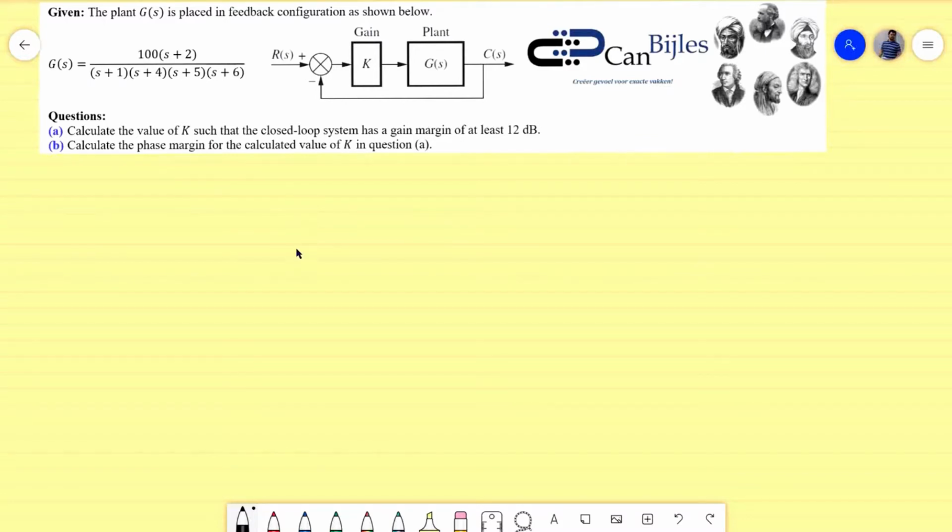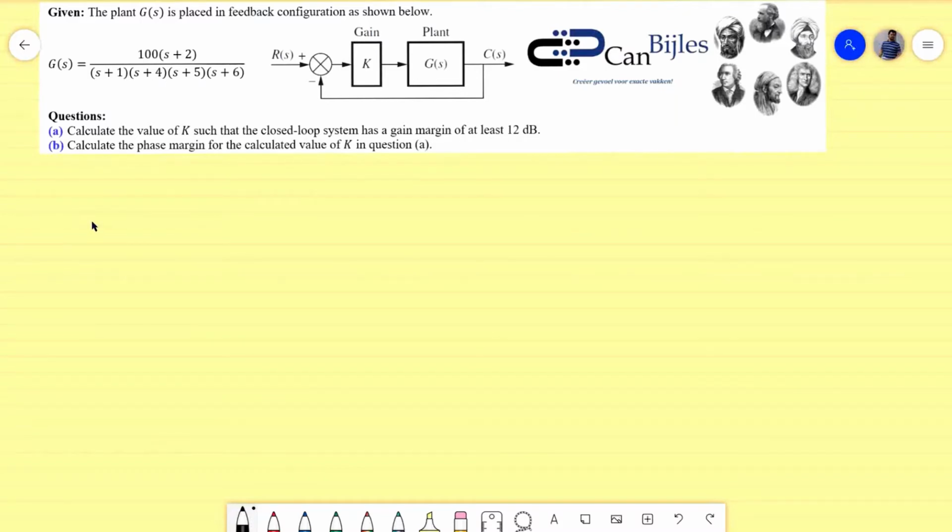Then we started with the phase margin. We start here with the gain margin first. The question B is calculate the phase margin for the calculated value of K in question A. So we need first the value of K from question A, and then we will use that to calculate the associated phase margin. Okay, let's start with the example. How do we start?